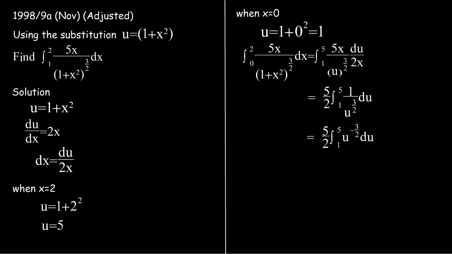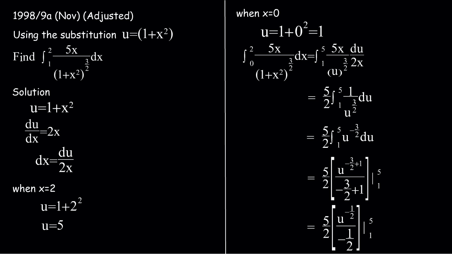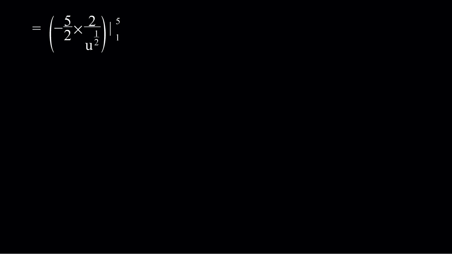Now 1 over u raised to the power of 3 over 2 is the same as u raised to the power of minus 3 over 2. Now integrating it, it will be equals to 5 over 2 in brackets u raised to the power of minus 3 over 2 plus 1 divided by minus 3 over 2 plus 1. Our limit is 5 and 1. Simplifying our bracket further, it will be equals to 5 over 2 in brackets u raised to the power of minus 1 over 2 divided by minus 1 over 2, which therefore will be equals to minus 5 over 2 in bracket 2 divided by 2 raised to the power of 1 over 2.